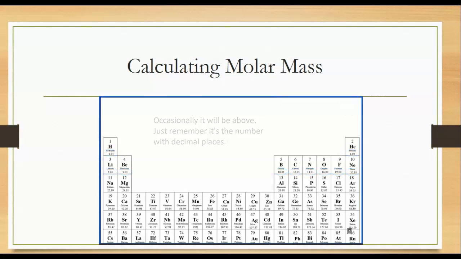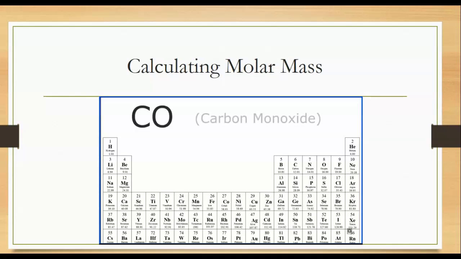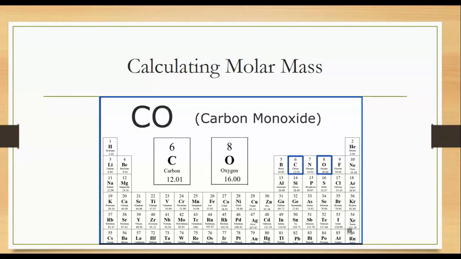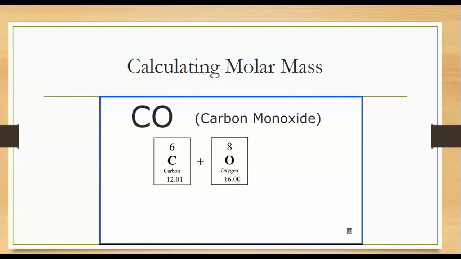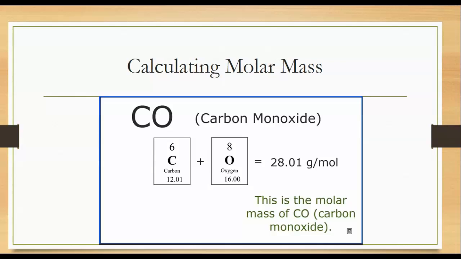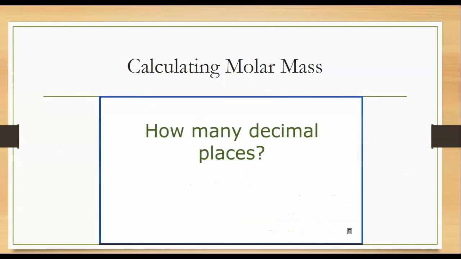Let's find the molar mass for carbon monoxide. So we go to the periodic table, we find carbon, and we find oxygen, and we see the atomic mass there right below the element symbol. To find the molar mass, we add those 2 numbers together, and we add the units, grams per mole, and we're done. We've found the molar mass. You may have noticed that in the previous example, I rounded to 2 decimal places. Make sure you know what your teacher requires.